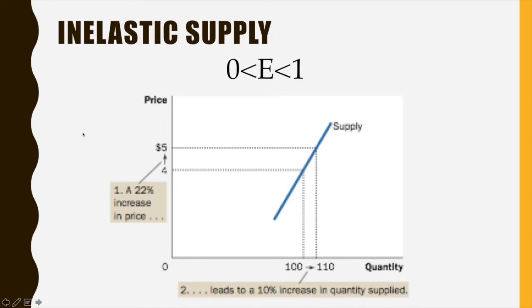Now, if elasticity is greater than 0 but less than 1, the supply curve is going to be much more straight up and down, and you have inelastic supply. So the percent change in price is bigger than the percent change in quantity. On this graph, there's a 22% increase in price, leading to a 10% increase in quantity supplied.